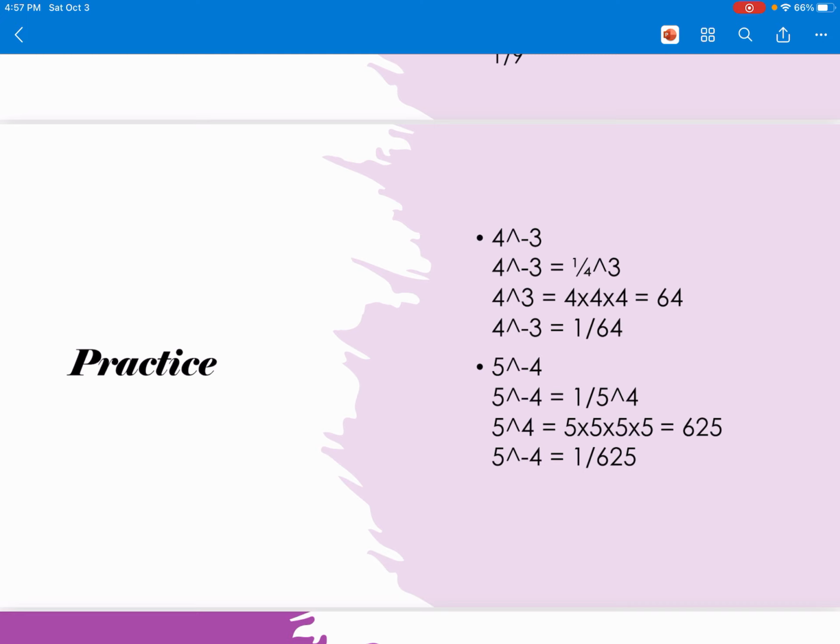5 to the negative fourth. So 5 to the negative fourth would be 1 over 5 to the fourth. And then you'd solve 5 to the fourth, which is 5 times 5 times 5 times 5, which would be 625. And then 5 to the negative fourth, don't forget about the 1, so it'd be 1 over 625.